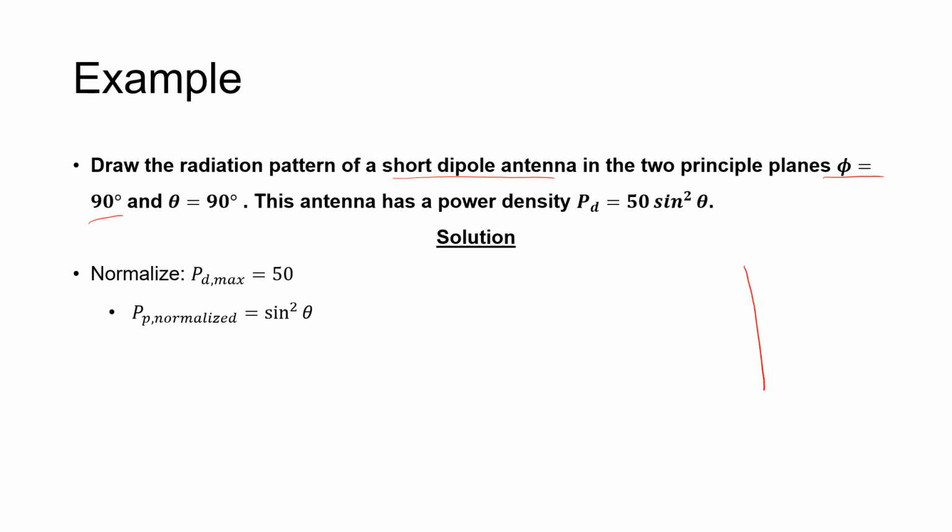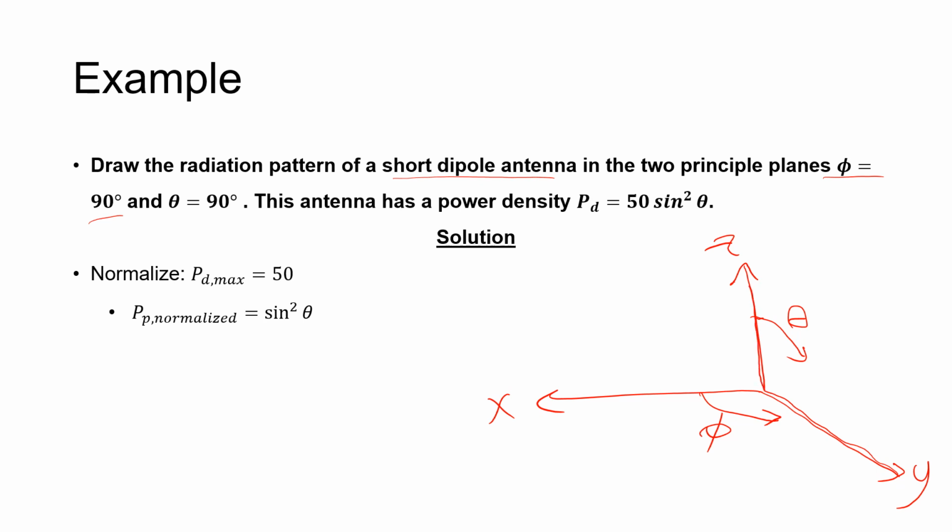What are these two planes? If you plot x, y, z, we know that theta is the angle with z, so theta is like this. Phi is the angle with x. In this case, if phi is equal to 90 and theta is variable, this means you are in this plane, the XZ plane. So phi is equal to 90 means this is the YZ plane.